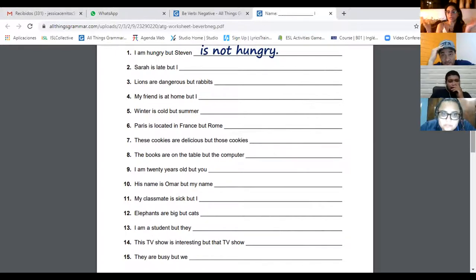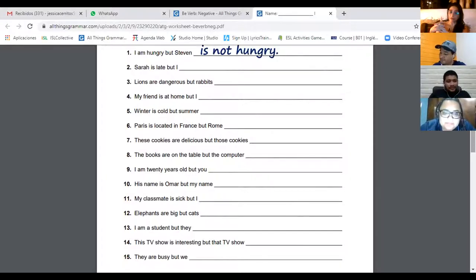Do you, guys, understand dangerous? Yes. Peligroso. Yeah, very good. Cold, you understand cold? Helado. Yeah, frío, helado. Very good. Summer? Verano. Very good. Okay. Classmate, you understand a classmate? Yes, compañero. Classmate es compañero de clase. Cuando usted tiene un compañero de trabajo, you can say workmate. All right? Workmate. Very good.